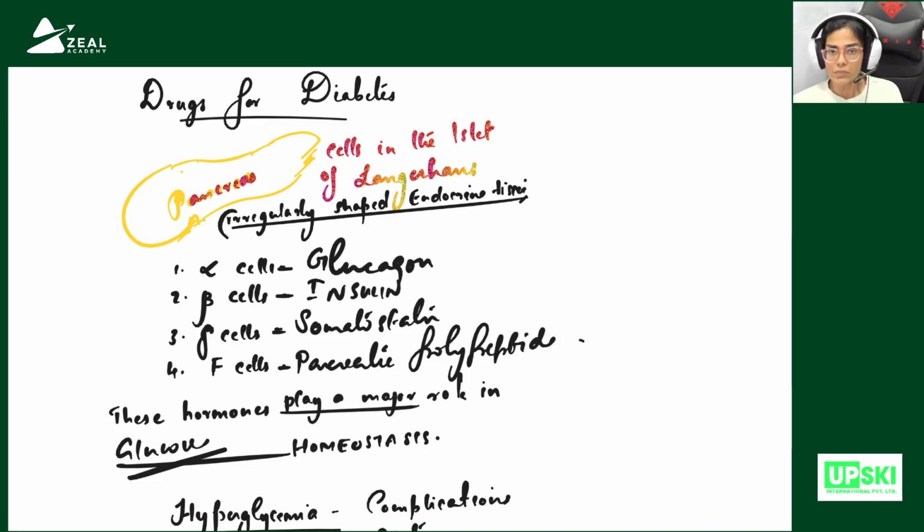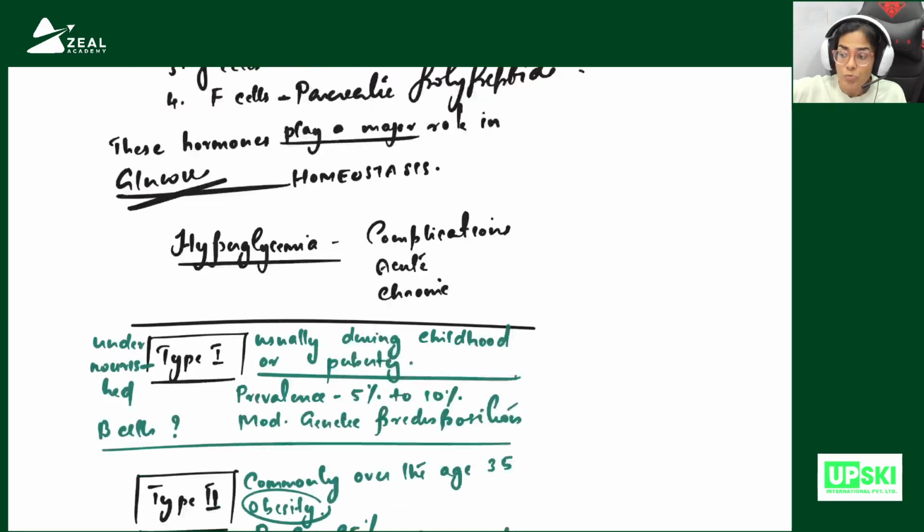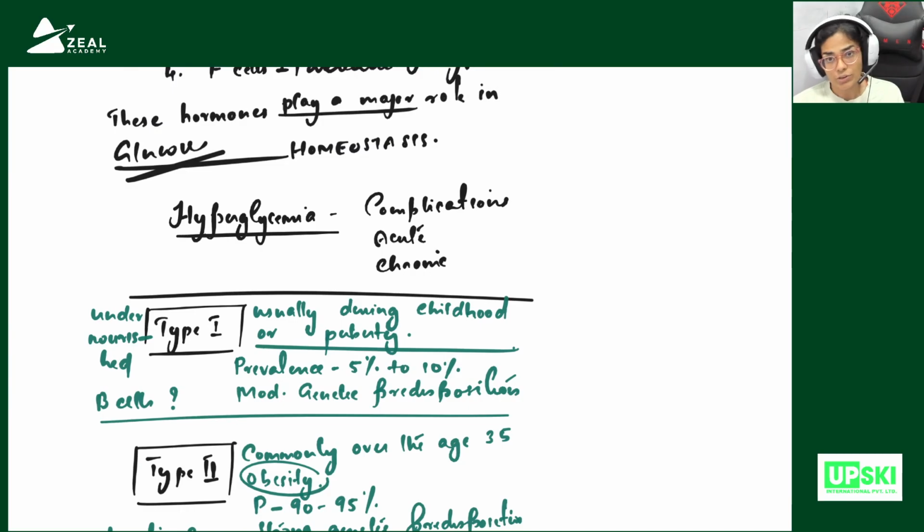Okay. And so you might know about this. What is diabetes mellitus? Diabetes mellitus means hyperglycemia, increased or elevated levels of glucose in the blood. And here we're going to study the different types of diabetes, the reason for increased levels of glucose in the blood, and also the complications.